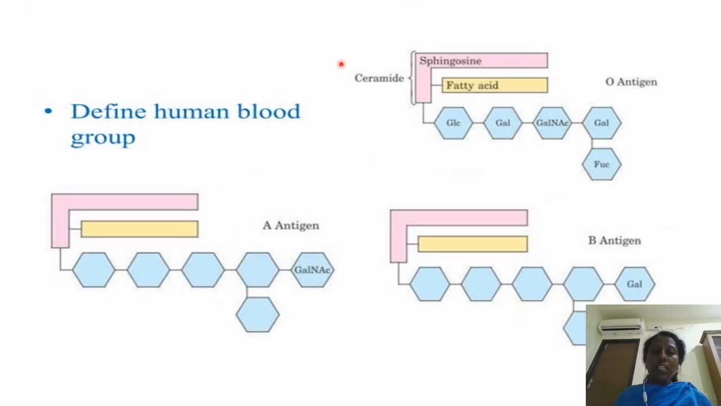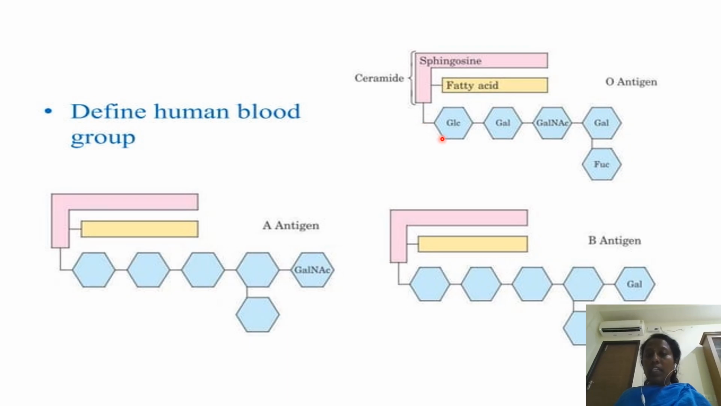In case of defining your human blood groups, sphingolipids are also helpful. Generally, the O antigen contains the sphingosine backbone and a fatty acid chain, along with an oligosaccharide attached: glucose, galactose, N-acetylneuraminic acid, galactose.